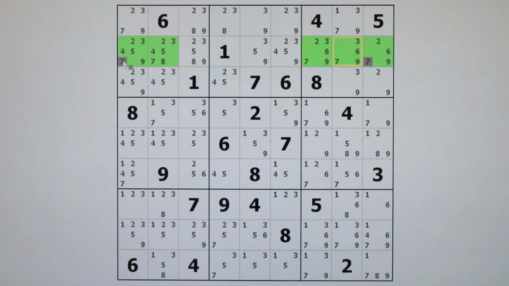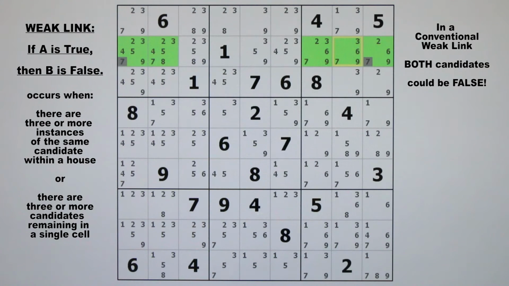Like before, the one on the left will be A and the one on the right will be B. So for any 2 of those candidate 7s, when there are 3 or more instances of that candidate in a house, we can make this statement. If A is true, then B is false. So if A is true, then B is false, because all the others are false. But for any 2, if A is true, B is false.